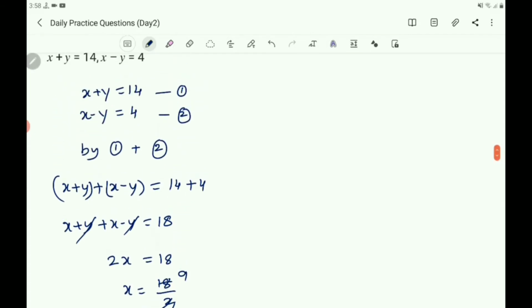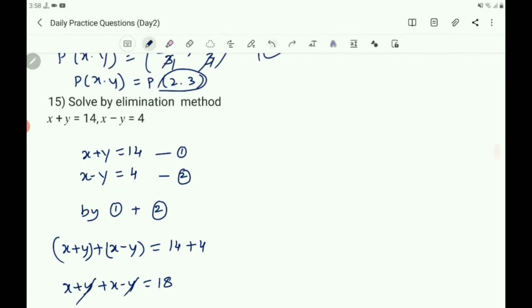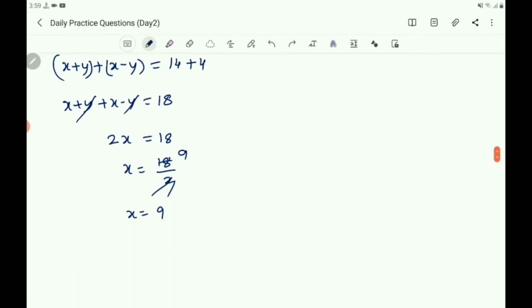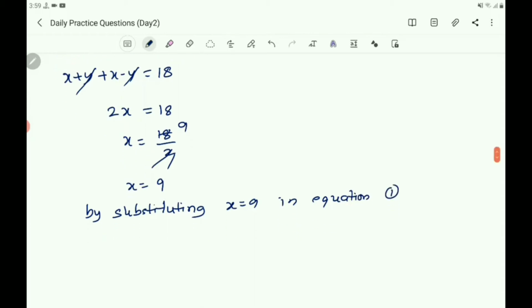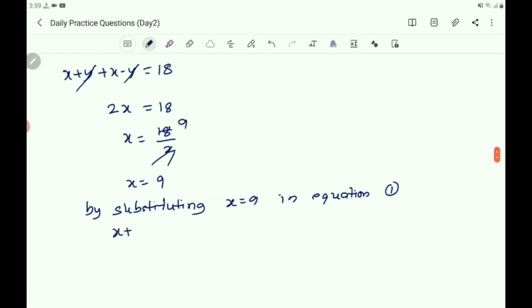Now we have to find the value of the other variable y. So you take x equals 9 and substitute it in any one of the equations. Let us take the first equation. By substituting x equals 9 in equation 1, what is that equation? x plus y equals 14. x is 9, so 9 plus y equals 14. That is y equals 14 minus 9 equals 5.